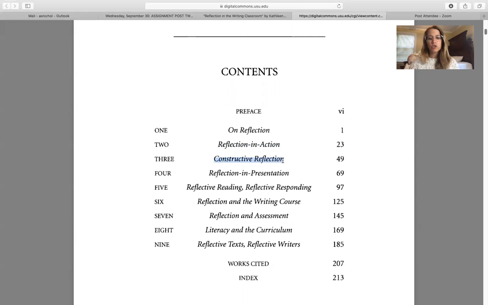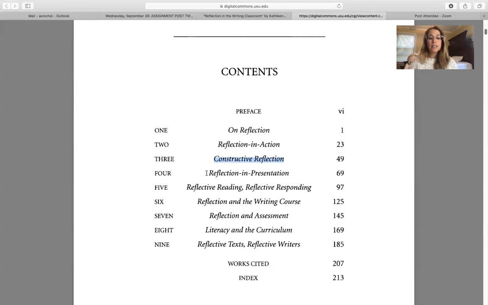Then there's constructive reflection, which is where you look at past reflection in action posts, like your daily writes, and you start to garner some insight into, okay, what am I learning? Like, how am I seeing myself change and evolve over time? How am I seeing myself overcome challenges, etc.? So constructive reflection, you can think of those as our unit reflections.